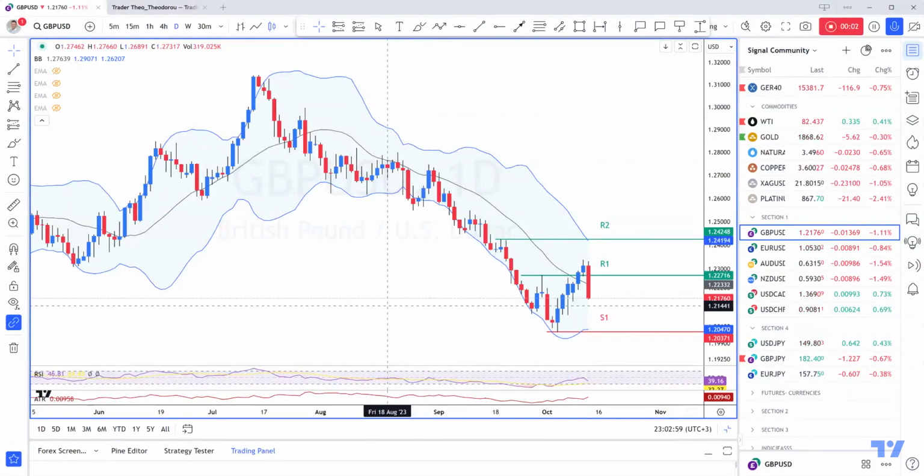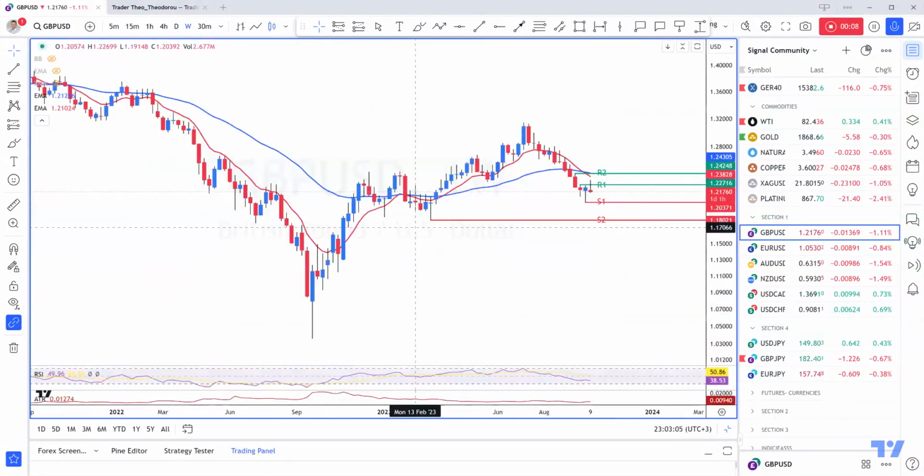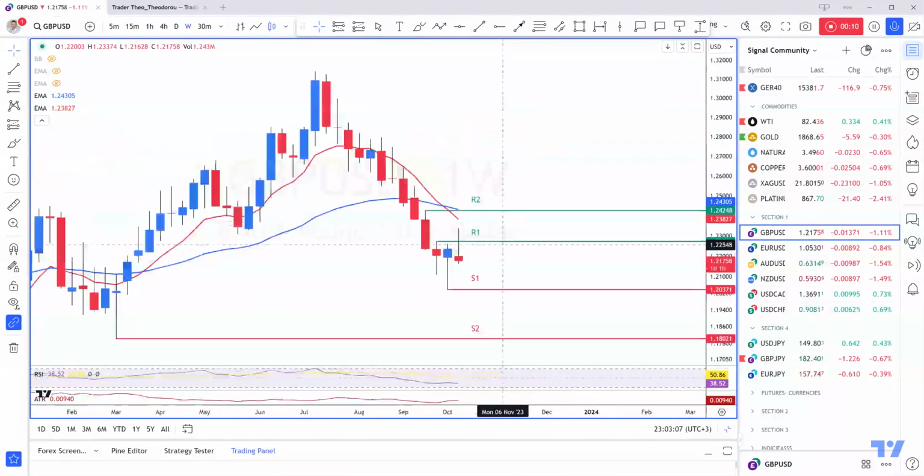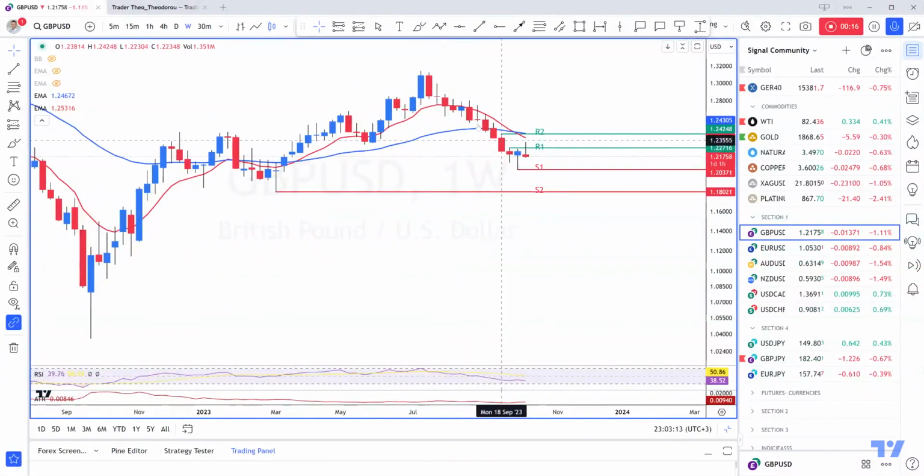Hey guys, just a quick follow-up on the British pound against the US dollar. Let me walk you through it from the weekly chart. What did we say last week? We said that price might experience some bullishness, but we have to understand that overall the trend is down. Price made a series of lower highs and lower lows.